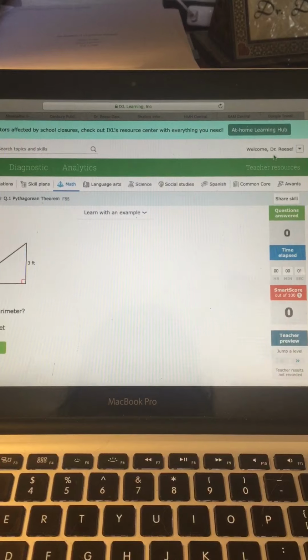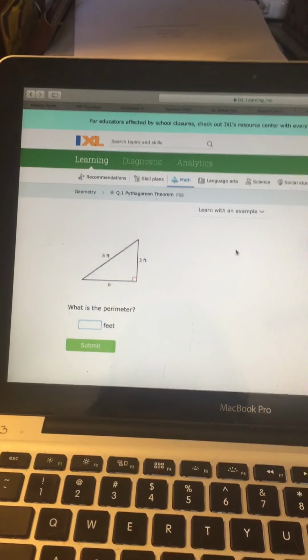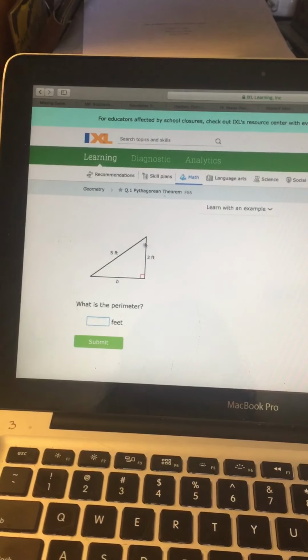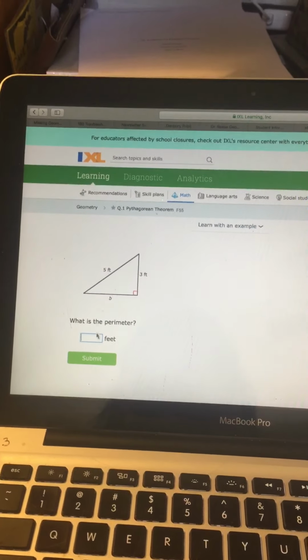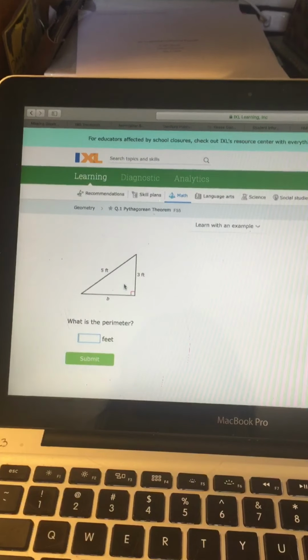So here's our first question. Remembering to make sure you're logged in up there, right? So we got this triangle, and it has 5 feet. Remember, this is the hypotenuse. These are the legs. It asks, what is the perimeter, okay? So remember, perimeter is the distance around the outside. So we're going to just copy this. I'm going to go over here to my paper.